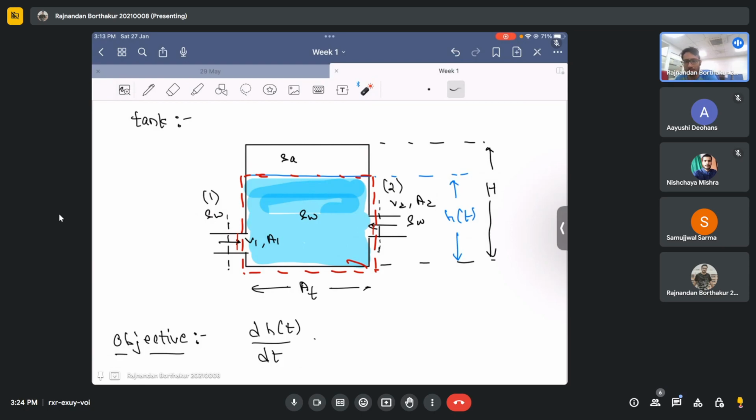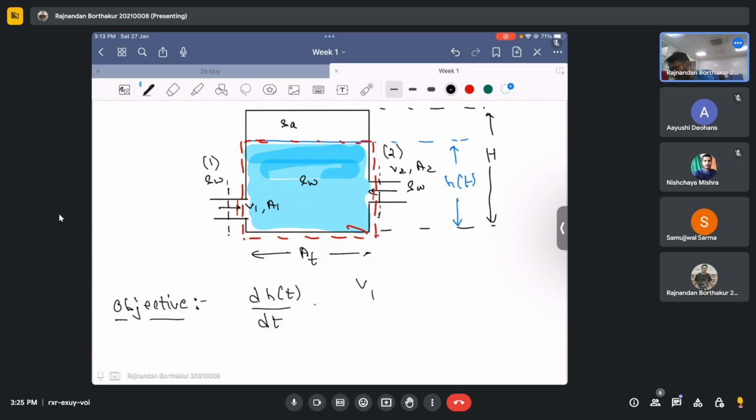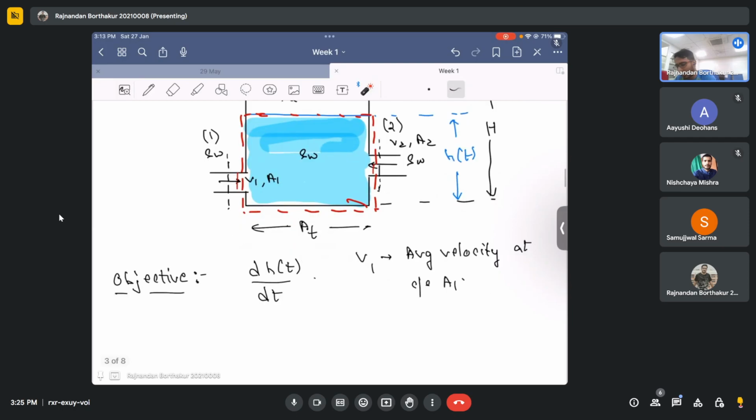This is the first thing that you need to do. But before I allow you to think about this problem, I would like to highlight a certain aspect. I would like to clarify that this V1 is the average velocity at cross section A1.